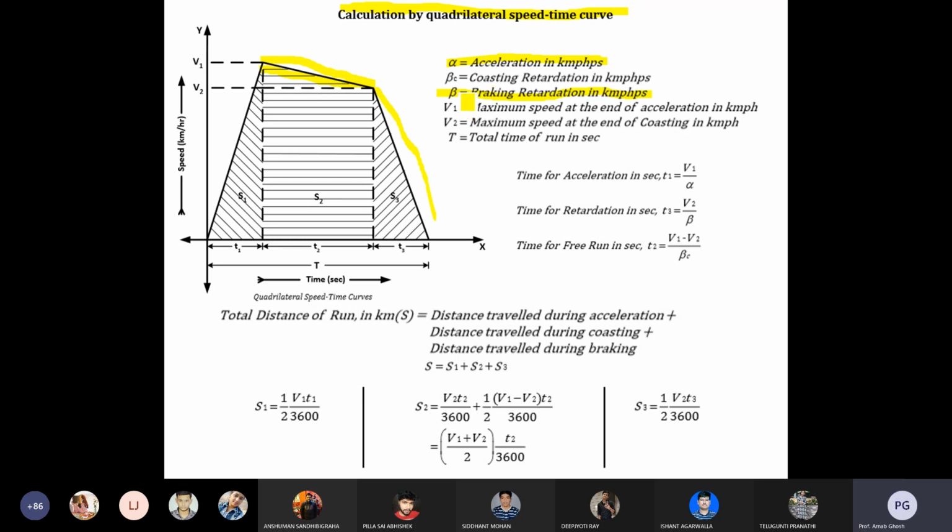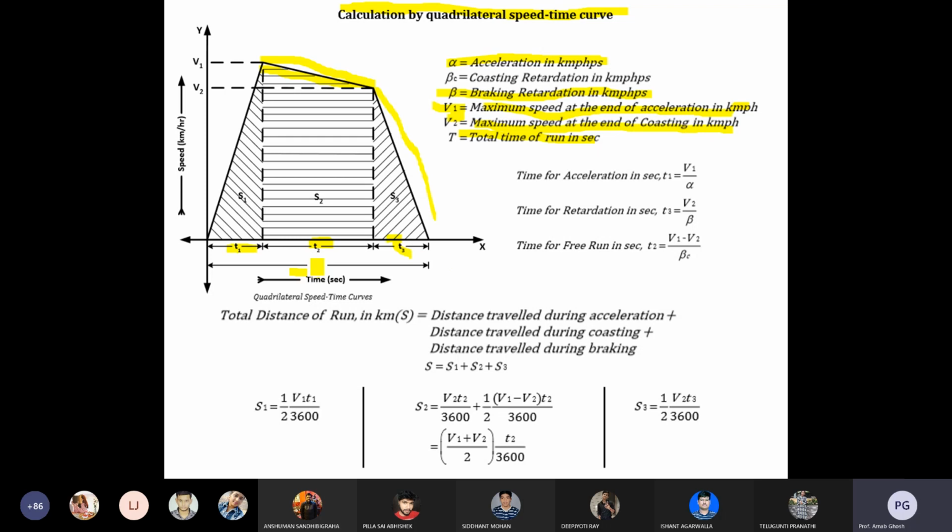So you know that v1 is the maximum speed at the end of acceleration in kilometer per hour. V2 is the maximum speed at the end of coasting in kilometer per hour. And t is the total time of run in seconds, t equal to t1 plus t2 plus t3. That is your total t.